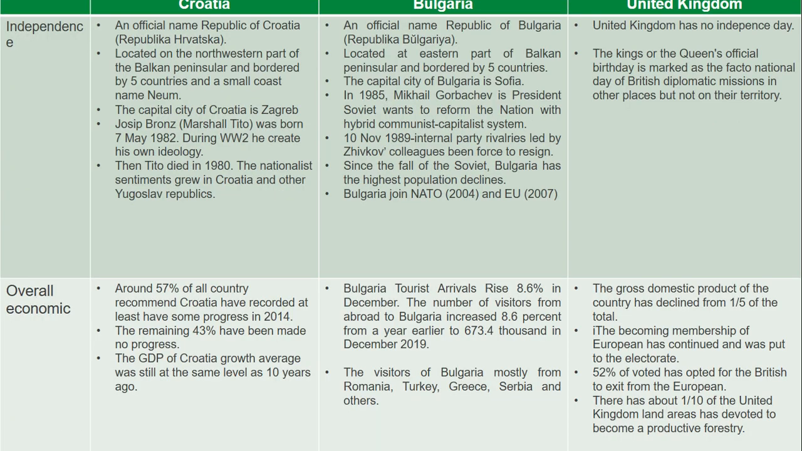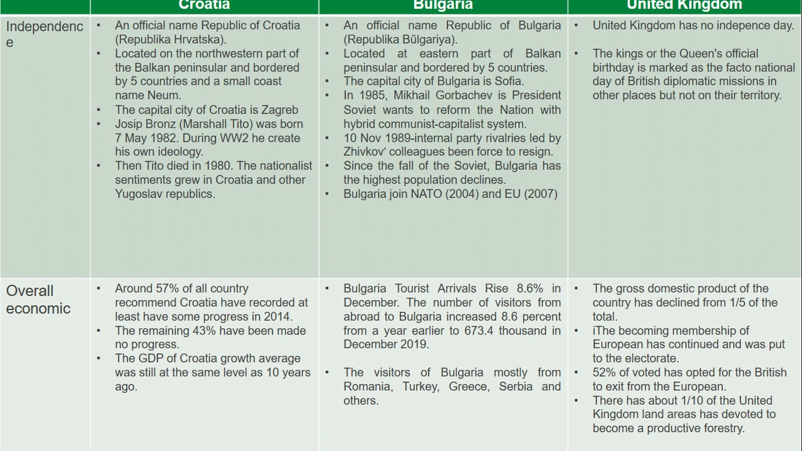Croatia's official name is Republic of Croatia. Croatia is located on the northwestern part of the Balkan Peninsula and bordered by 5 countries with a small coast named Neum. The capital city of Croatia is Zagreb, which is divided into more than 20 provinces. It had the longest history of wars to gain independence. The most influential person is Josip Broz, known as Marshal Tito. He was born 7 May 1892. During World War II, he created his own ideology from democracy, fascism, and communism. When he died in 1980, nationalist sentiment grew in Croatia and other Yugoslav republics.